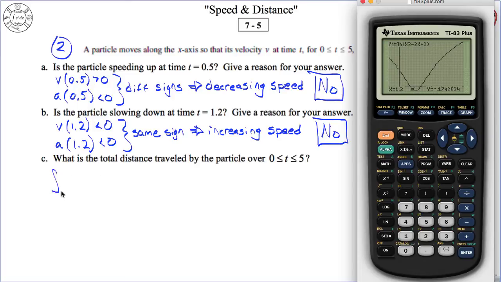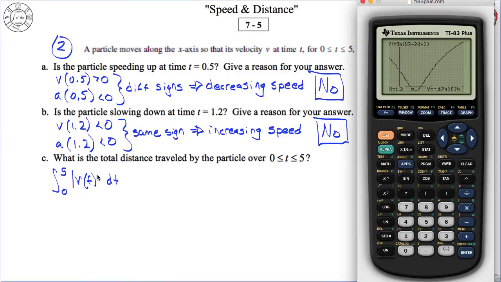That's going to be the integral between 0 and 5 of velocity, v(t) dt, but we need to take the absolute value. So there's the absolute value, and now we need to figure out a way to put that on our calculator. So the quickest way is to do the function. So the integral will be math 9, integral, and then absolute value. We haven't seen that before, but that's going to be math, and then I go right, and ABS, that stands for absolute value, hit enter.